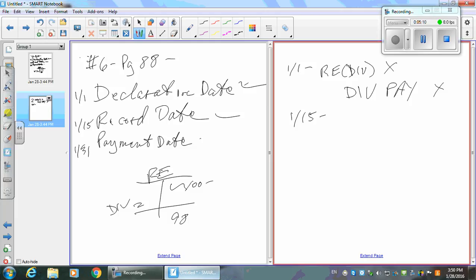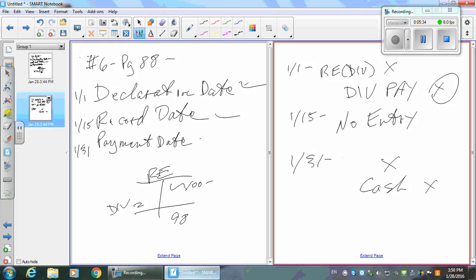January 15th, it's the date of record, but there's no entry because we didn't exchange anything. We just found out who owns the stock, huh? What do you want to do on January 31st? You want to pay the dividend. What do you guys pay dividends with? So it's an asset, you reduce it, what do you do? No, credit cash. Oops, sorry. All right, you credit cash for whatever the dividend is, right? And of course, what do you not have anymore? A dividend payment. Yes, good, okay.